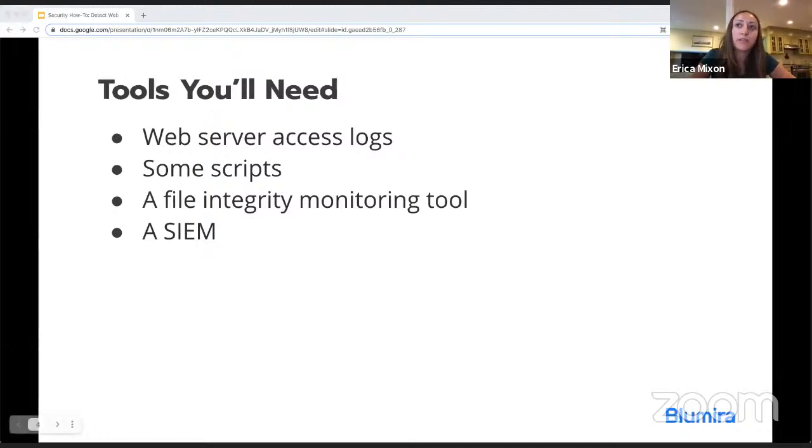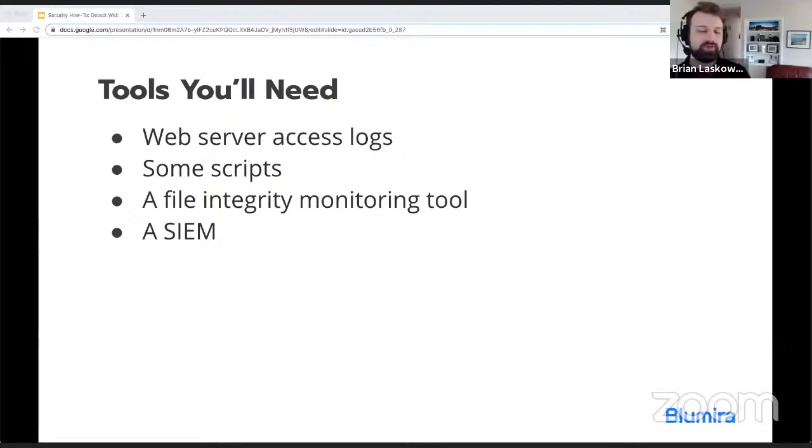So a few tools that companies will need to do this, and they're all pretty standard and pretty low cost, right? A SIM like Blumira's can definitely be on the more affordable side. Can you tell me a little bit more, Brian, about these tools that people need and why they might need them?